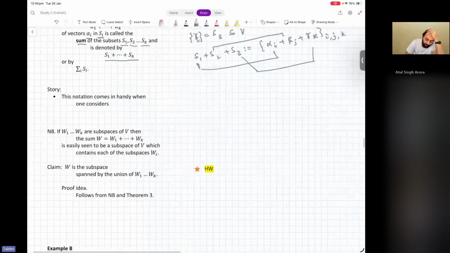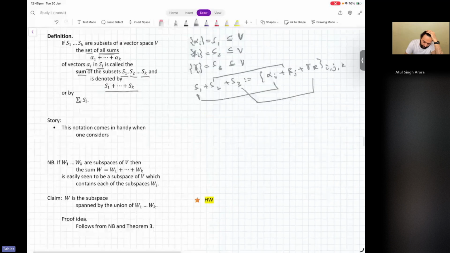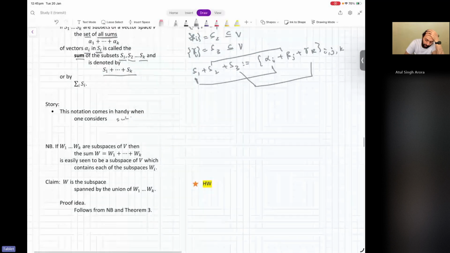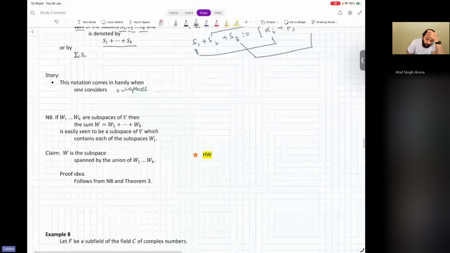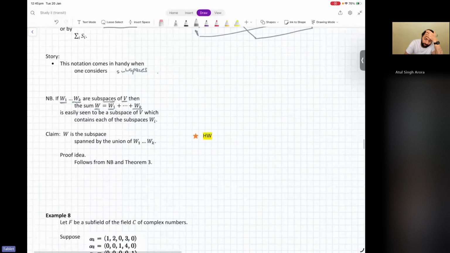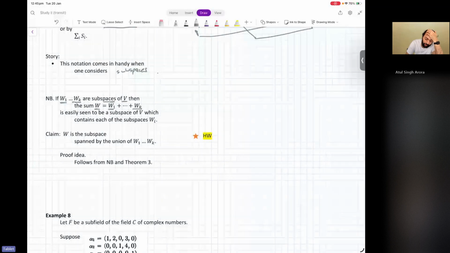Okay, so this notation becomes handy when one considers subspaces. Suppose that W1 to Wk are subspaces of V. Then this sum W, defined as the sum of W1 to Wk, can easily be seen to be a subspace of V, which contains each of the subspaces Wi.